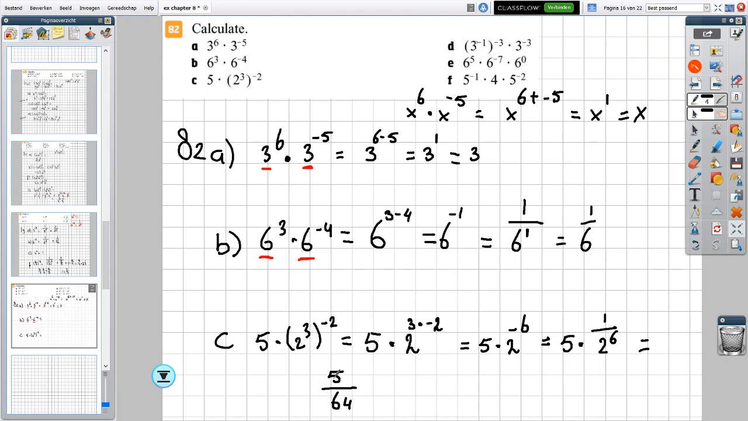And this is your final answer, because they don't have a common factor, so I cannot make this one smaller. Why does this 5 now go into the denominator? You could write this down as an intermediate step if you want to. I change 5 to 5 over 1 times 1 divided by 64. And then I get numerator times numerator is 5, and denominator times denominator is 64. And this is your final answer, because you cannot simplify this any further.